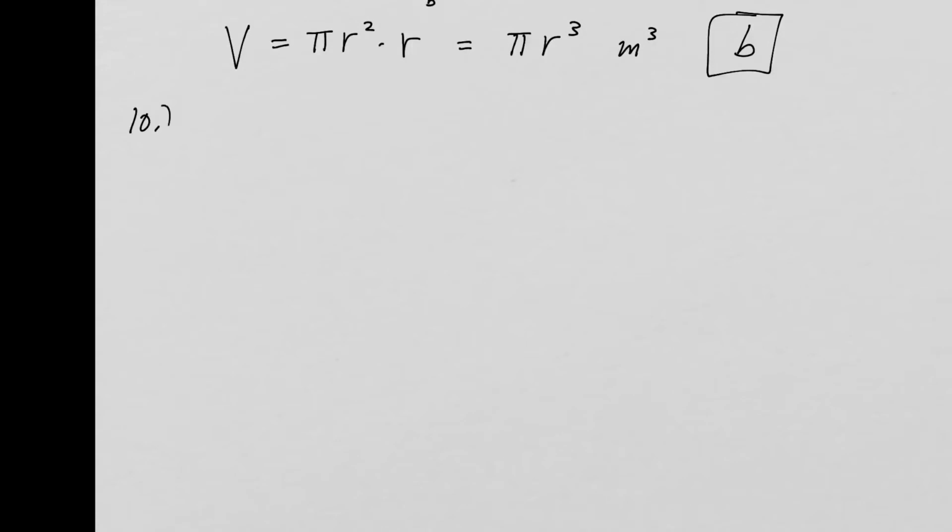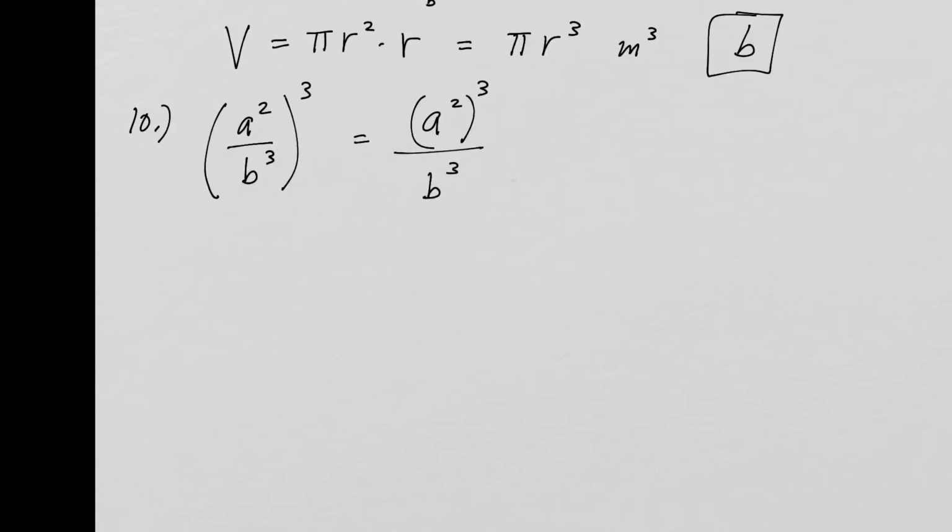Okay, 10. Simplify. So they give us a squared over b cubed, all raised to the third power. Okay, so remember, right, we have that rule that says if I raise a quotient to a power, then the numerator gets raised to that power. So the numerator gets raised to the third power, and the denominator gets raised to the third power.